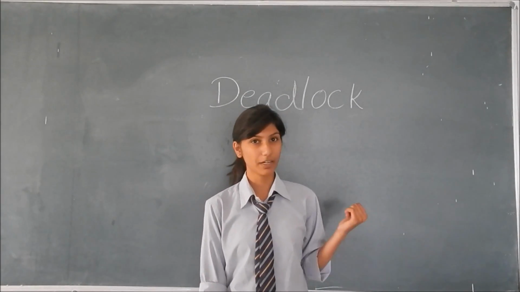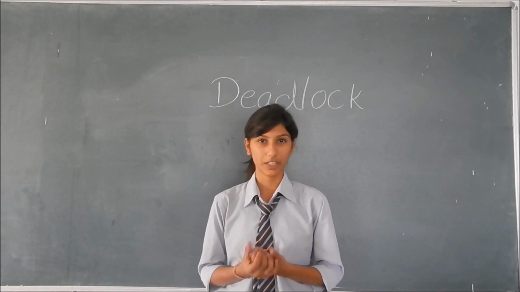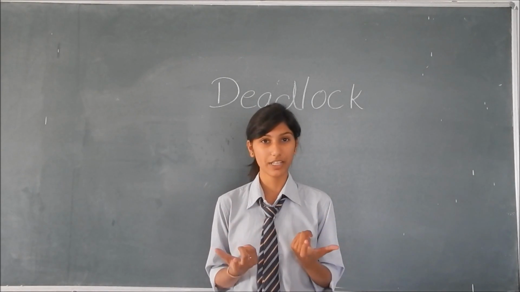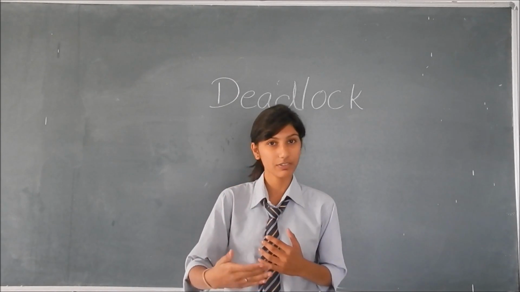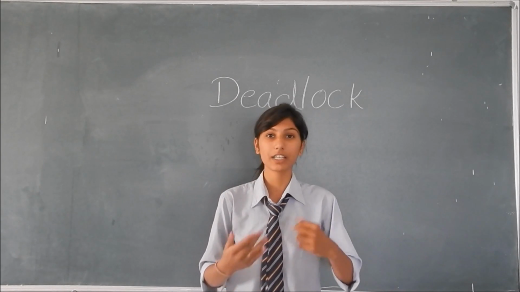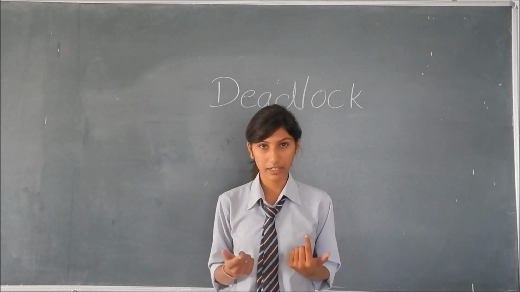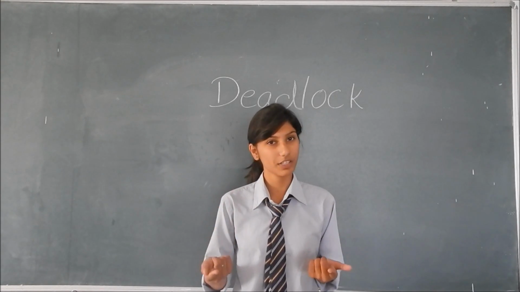Now before I start with my topic, let me give you a very simple example of deadlock. Suppose there are two trains at a station. Train T1 will not leave the station unless train T2 leaves, and train T2 will not leave the station unless train T1 leaves. So now they are interdependent and they are waiting endlessly for the other train to leave.